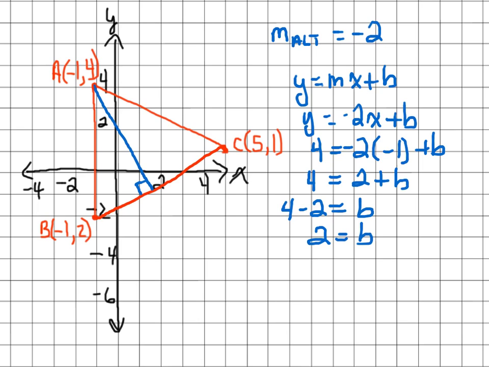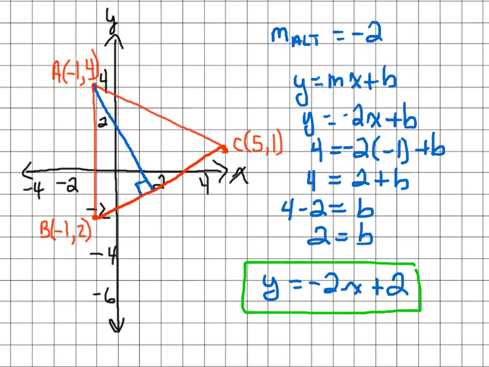And as we said earlier, if we look at the slope, that makes sense. So we have y equals -2x plus 2. So this here is my equation of the altitude.